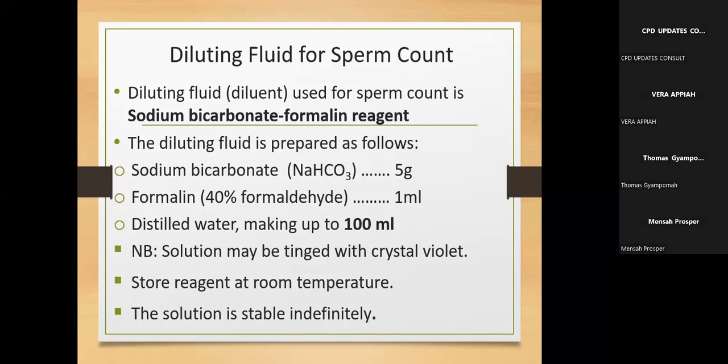If you want smaller volume, you can do your calculation. If you want larger volume too, for example, if you want 500 ml, you multiply the 100 here by 5. You are going to get 500 ml, and you multiply your 5 grams also by 5. You are going to get 25 grams, and you multiply your 1 here also by 5. So you are going to get 5 ml of formalin, 25 grams of sodium bicarbonate, and 500 ml of the water. And as for the crystal violet, just add a little bit of it to give it a small color. That's all. So that is your diluting fluid.